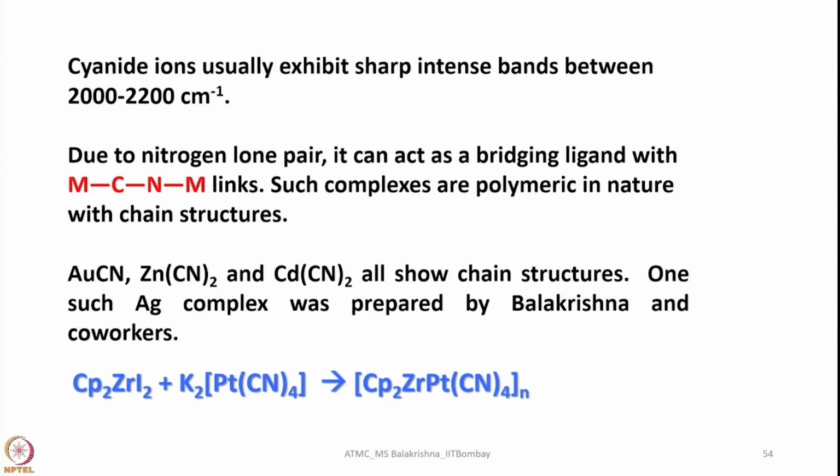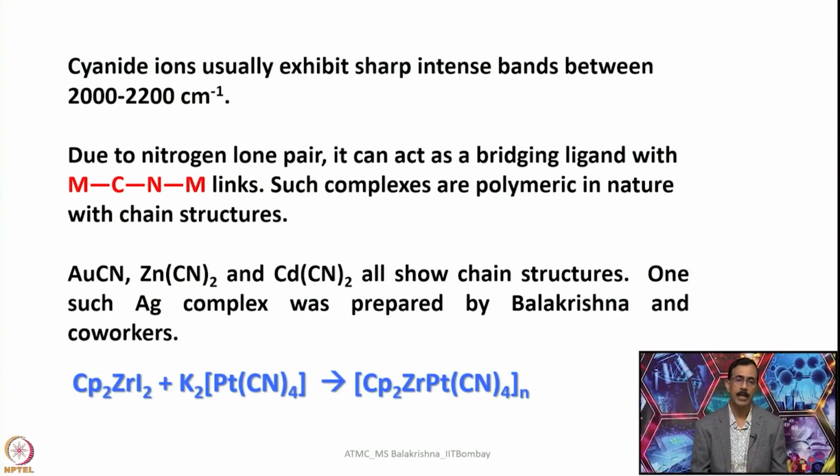Then how do we characterize cyano complexes to confirm that we have cyanide and it has a particular type of coordination mode? That comes from analytical and spectroscopic data. The important one is IR. So, IR shows a sharp intense band between 2000 to 2200 centimeter inverse. Due to the nitrogen lone pair, it can act as a bridging ligand with MCN links, that is what I mentioned. So, such complexes are polymeric in nature with chain structures.